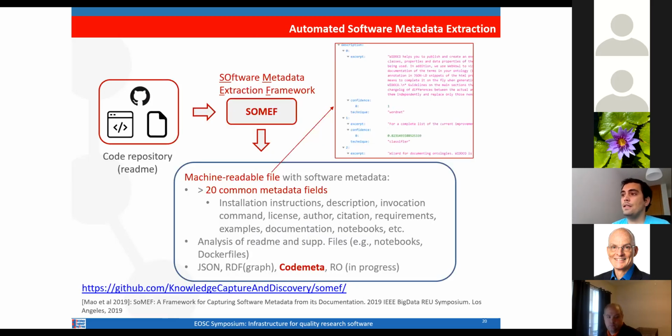Next slide, please. So in order to address some of these problems, what I've been working on with my group in the last couple of years is developing software metadata extraction frameworks that will take as input a GitHub repository or a README file and will attempt to extract more than 20 common metadata fields, I think it's around 28 or so, that include installation instructions, description, invocation command, license, authors for credit, and so on and so forth. It will expose all this information in a structured manner, for example, by generating a CodeMeta file. You can find more information in the paper and in the links in the slides.